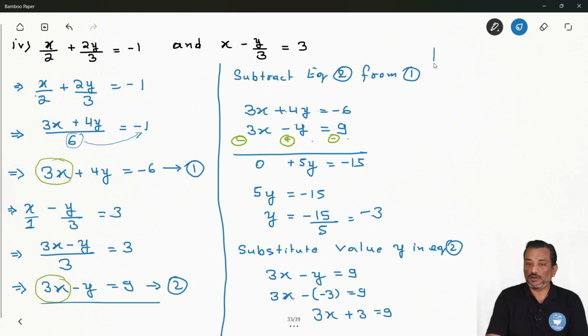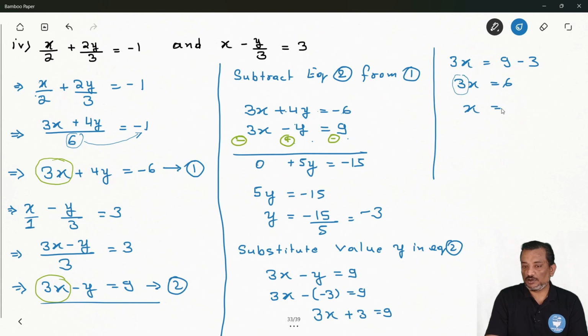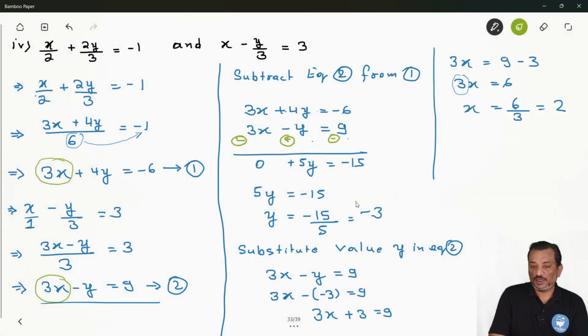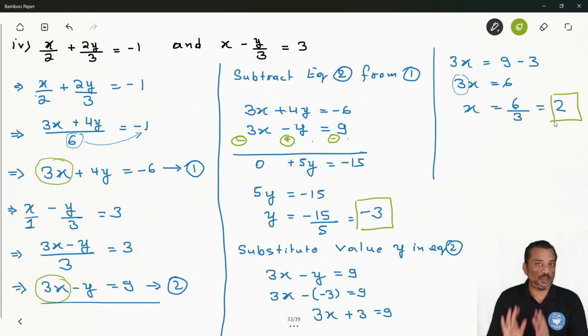Okay. Now here is a very clear way. So what we will do? We will transpose this 3 from one side to another side. So you will get how much? 3x, you will get 9 minus 3. So you will get 3x is equal to 6. Now, after that, you can transpose the coefficient of x. So x is equal to 6 over 3. You will get how much? 2. So you can say y value, you will get how much? Minus 3. And x value, you will get how much? 2. Hope you have cleared this one.